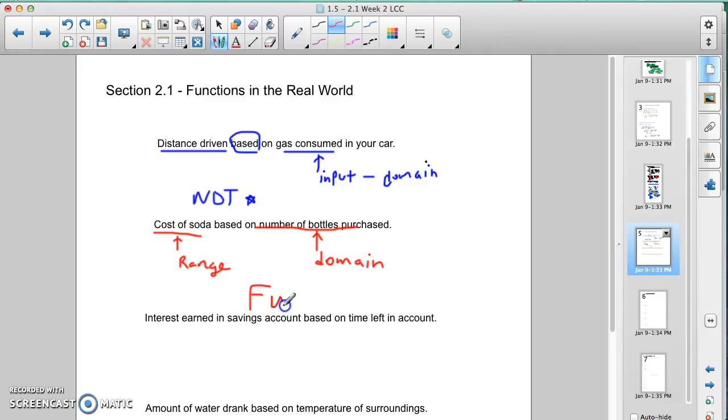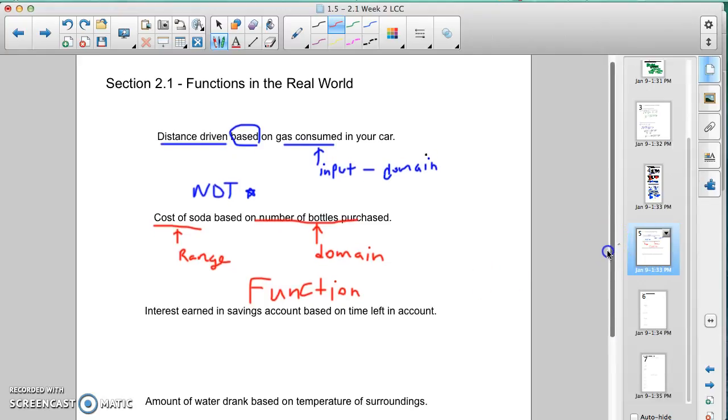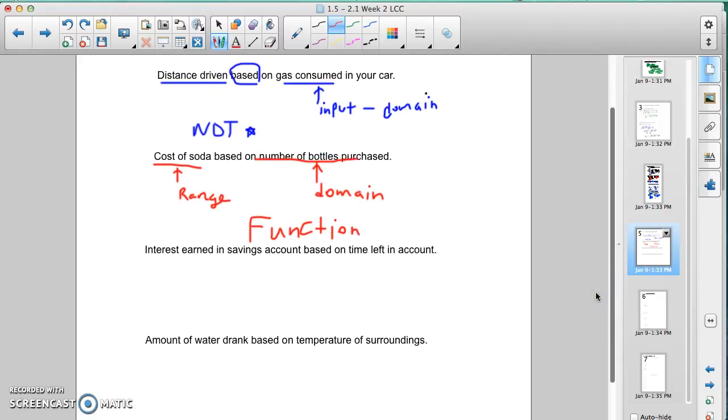because the cost, we should be able to predict the cost by how many bottles that we buy, because the cost is pretty well set. I mean, I'm sure that we could change the cost and it might go on sale and those kinds of things, but we should be able to predict our cost based upon how many bottles we purchase. So I'm going to say that that's a function. All right, let's look at the third example. It says interest earned in savings account based upon time left in account. So basically our domain is how many months or years that we leave the money in our account earning interest. So this is going to be your domain.